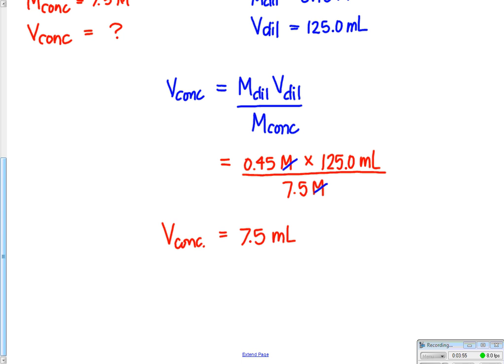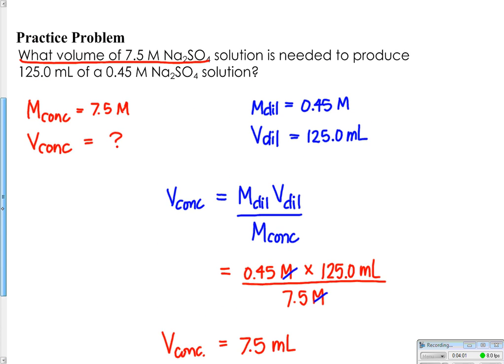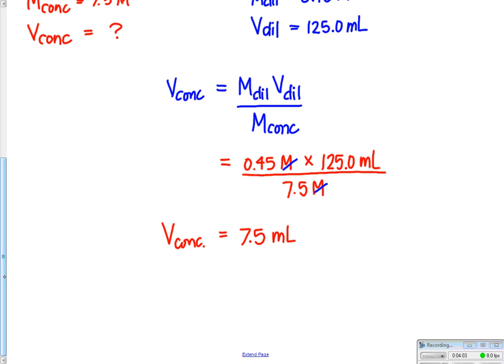So I'm going to use 7.5 milliliters of concentrated Na2SO4 in this case. But I want to make 125 milliliters of the solution. So the rest of it, which is going to be 117.5 milliliters, would have to be water.